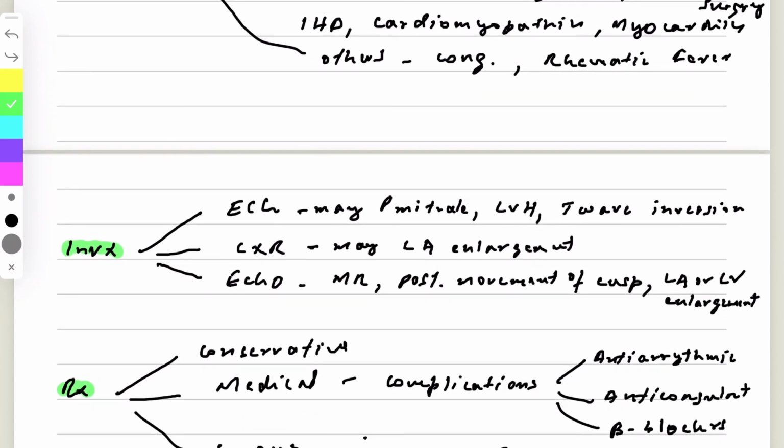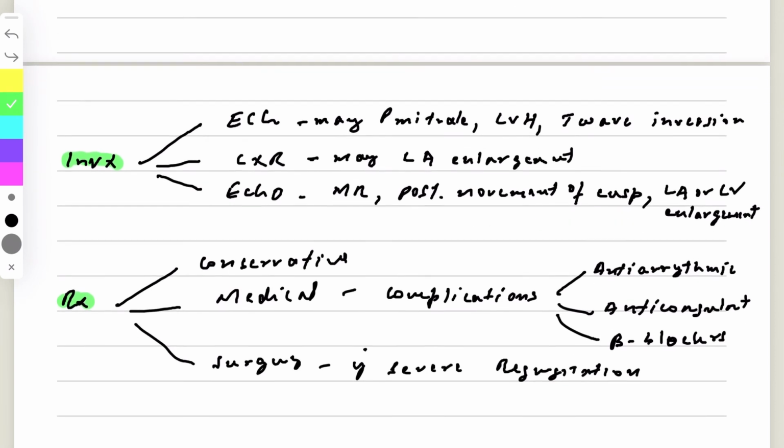What about the investigations? The examiner may ask you how you investigate these patients. You can say I'll start by doing the ECG, and on the ECG we'll be looking for P mitrale. There may be left ventricular hypertrophy or T wave inversion. This is followed by the chest X-ray, which may show left atrial enlargement. Then echocardiography, which will confirm the diagnosis, showing posterior movement of the cusp, and left atrial or left ventricular enlargement. So these are the three main investigations we're going to do, and in any cardiac case, you have to do the ECG, chest X-ray, and echo.